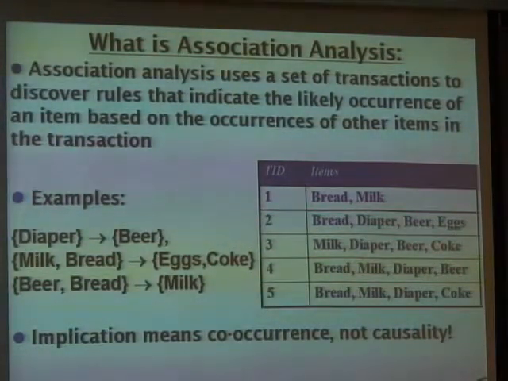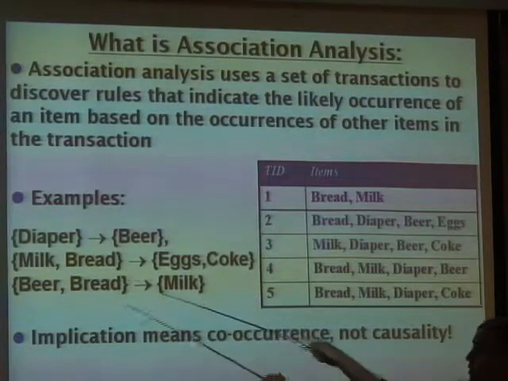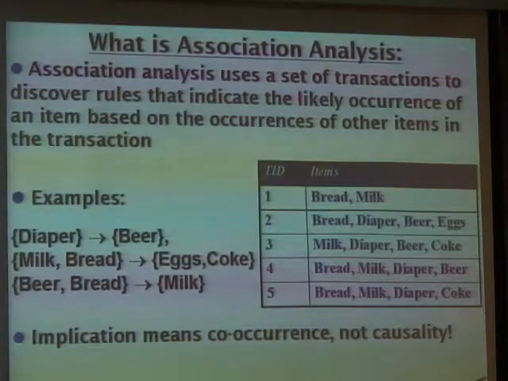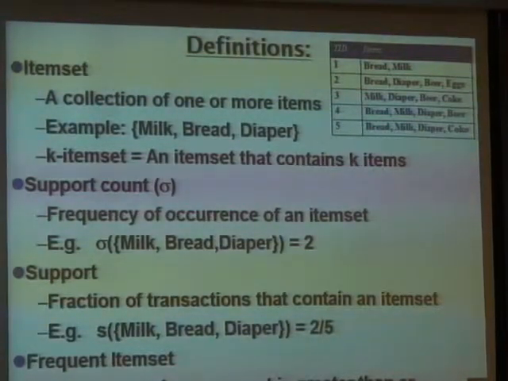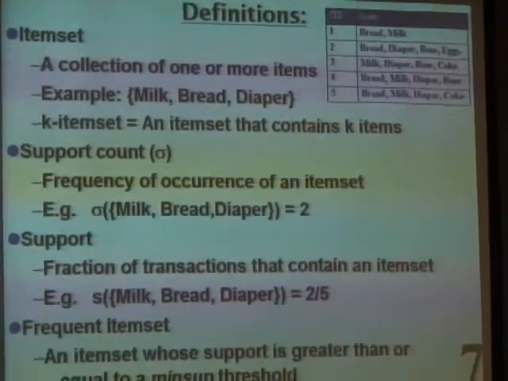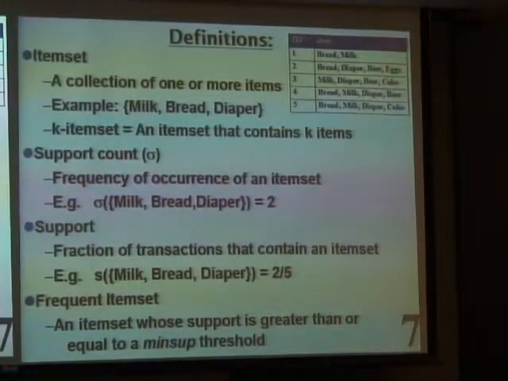Association analysis uses a set of transactions to discover rules that indicate the likely occurrence of an item based on the occurrences of other items. So if I bought diapers, am I likely to buy beer? If I bought milk and bread, am I likely to buy eggs and Coke, etc.? And we talked about the fact that implication means co-occurrence, not causality. An item set is a collection of one or more items. The key thing there is one or more items. We're not going to consider the empty set as an item set.